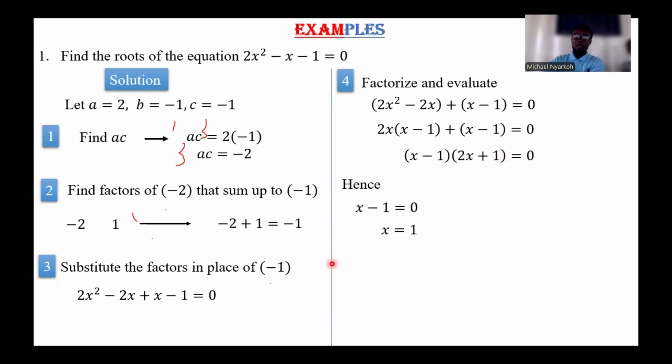Hence, we solve each factor, or we equate each factor to 0. Is that okay? And then we find the actual roots. So x minus 1 equals 0, giving us x equals 1 as one of the roots of the quadratic equation. Or we have 2x plus 1 equals 0, where x equals negative half. So the two roots of the equation 2x squared minus x minus 1 equals 0 are negative half and 1.